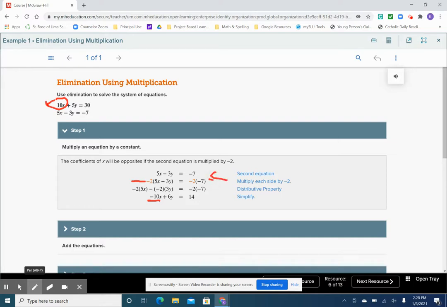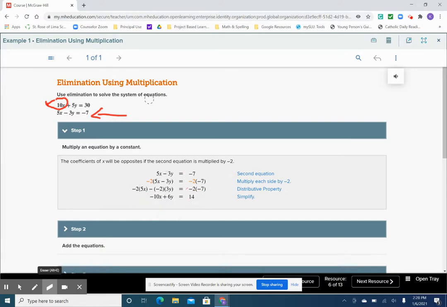I want you to also notice that they're multiplying everything by negative 2. So they've put 5x minus 3y in parentheses, and then they've distributed it. So negative 2 times 5x is negative 10x, minus negative 2 times 3y. A negative and a negative is a positive 6y. And negative 2 times negative 7 is a positive 14. So here's the new equation that you're going to use in your elimination of the top one. So take a few minutes, pause the video to write these steps down so that you understand when you multiply, you have to multiply it by everything. That's the most important thing.